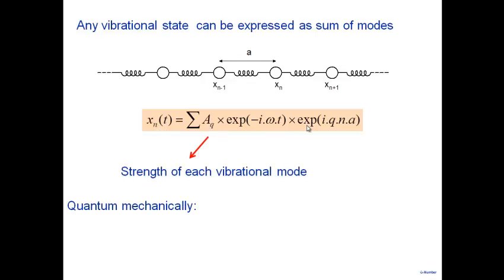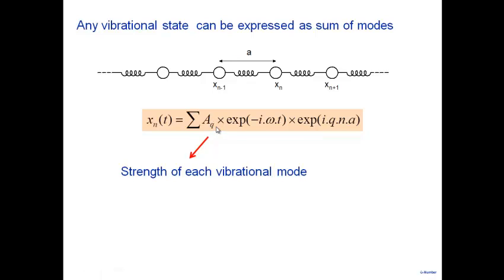All right. Now, in a particular state of the lattice, some modes, meaning particular omega and q, may be more excited, which means the strength is large. Some may be less excited, so the strength is less. A denotes the strength of each vibrational mode here. So A will vary depending on what the state of the lattice is, depending on which modes are excited and which modes are not excited.